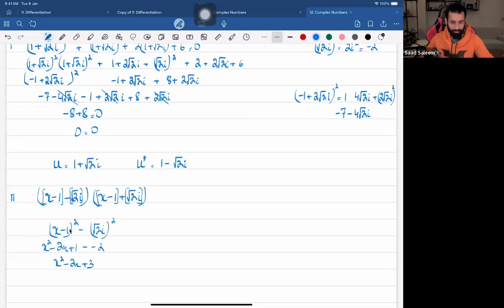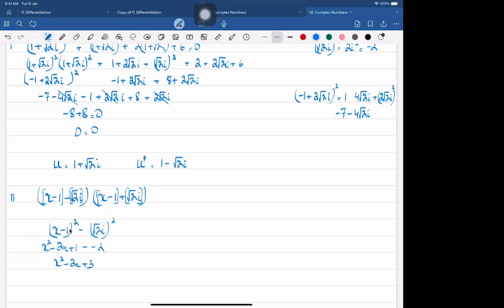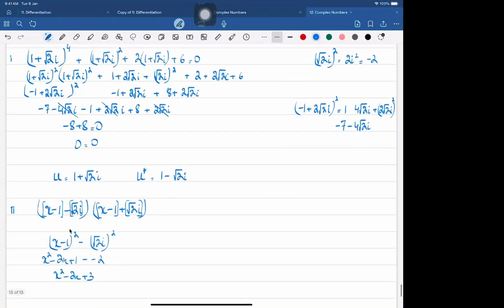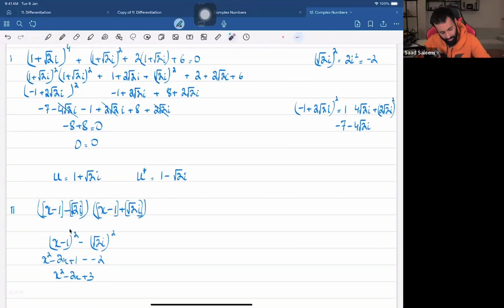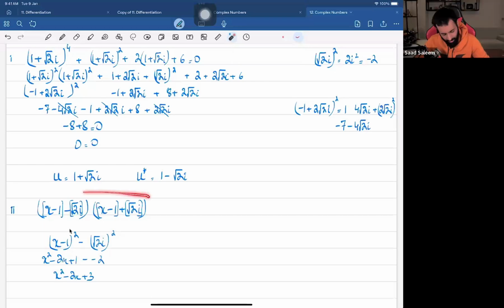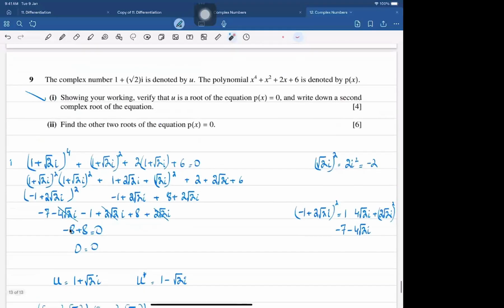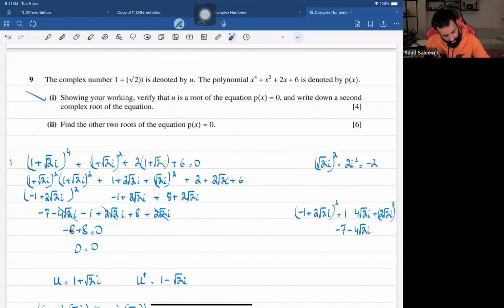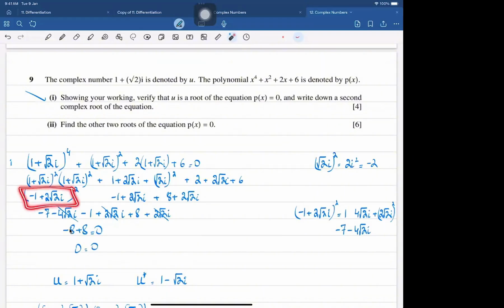Yes, Fatma. Sir, in the question above, why have you written it minus 1 plus 2 root 2 iota? Wasn't it plus 1? Which step are you talking about? Second step. This one? First question, second step. First question, part 1. Yes, here you have written minus 1.